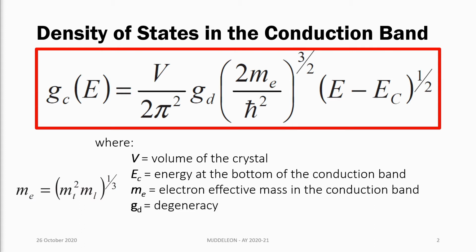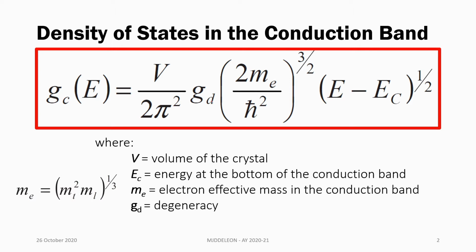We already are kind of familiar with this equation. We found this in our previous module 4, dun sa band structure natin. The density of states in the conduction band is equal to V, where V is the volume, times 2 pi squared, over 2 pi squared, sorry, times 2GD times 2ME over h bar squared all raised to 3 halves times E minus EC raised to 1 half.